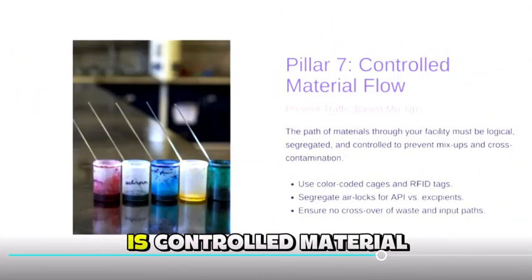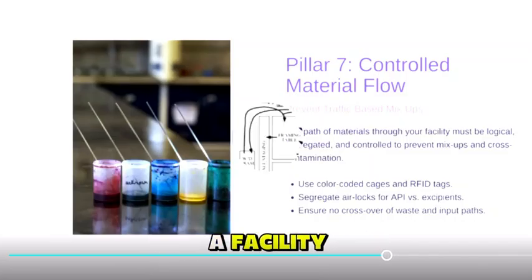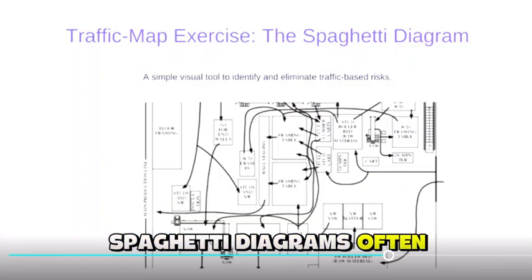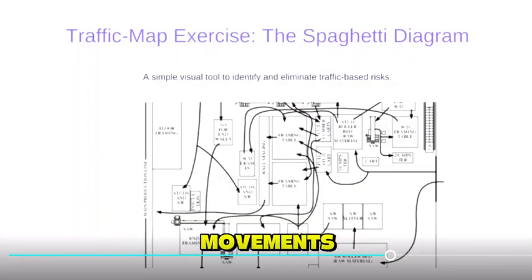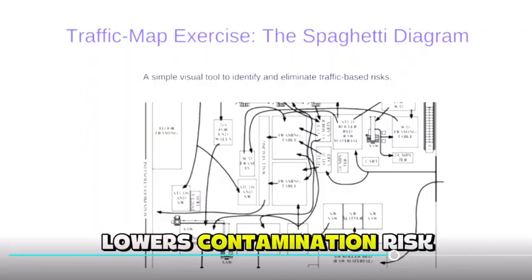The seventh pillar is controlled material flow. Inputs, outputs, and waste must never cross paths inside a facility. Spaghetti diagrams often reveal risky personnel movements. Redesigning routes to eliminate intersections lowers contamination risk.